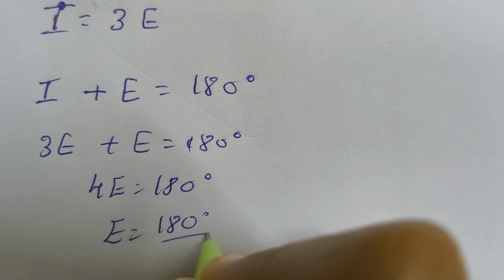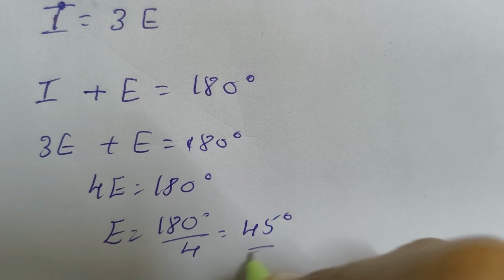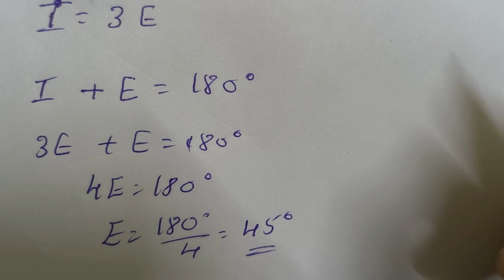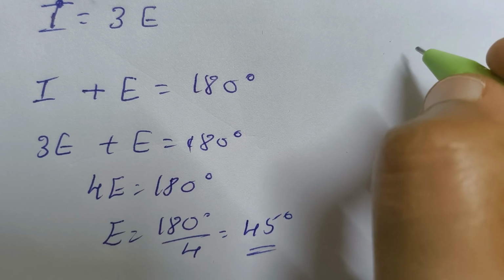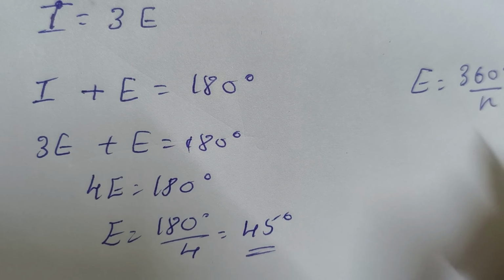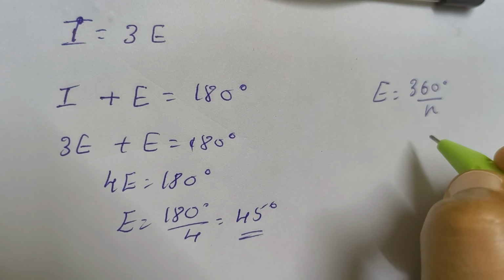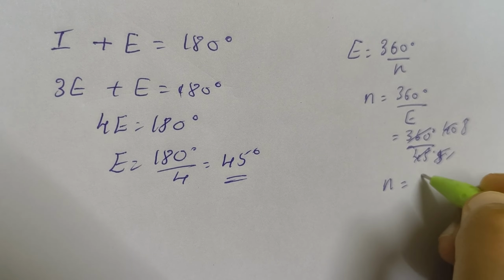The formula for the exterior angle of a regular polygon with n sides can be written as E is equal to 360 degrees by n. So we know that E is 45 degrees, so we can find the number of sides as n is equal to 360 degrees by 45. So n is equal to 8.